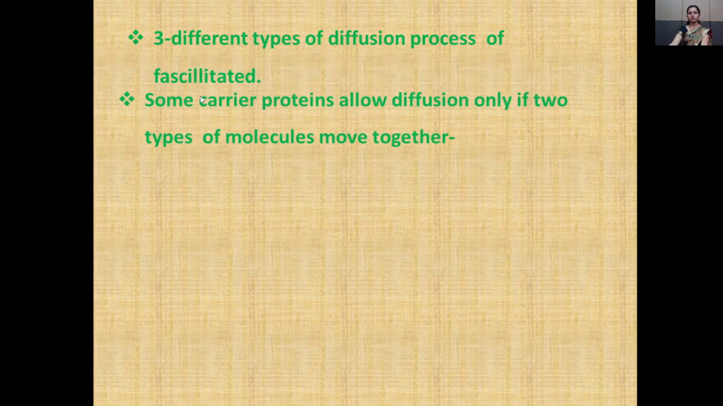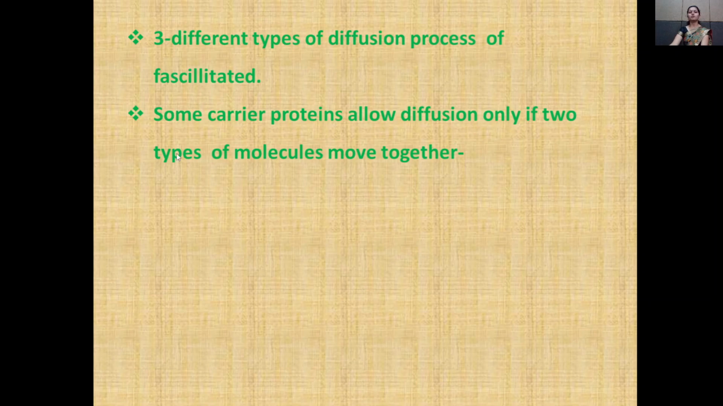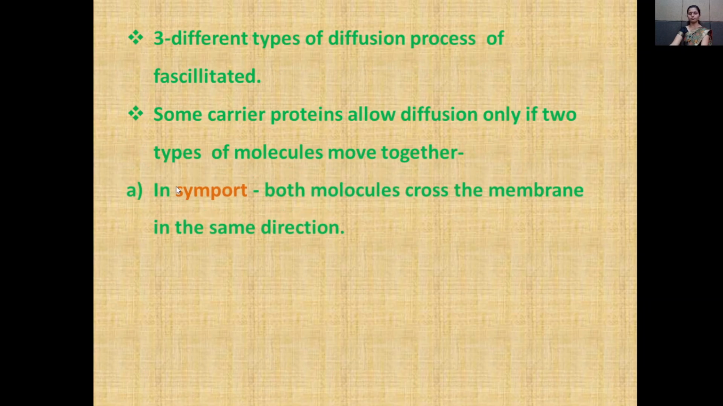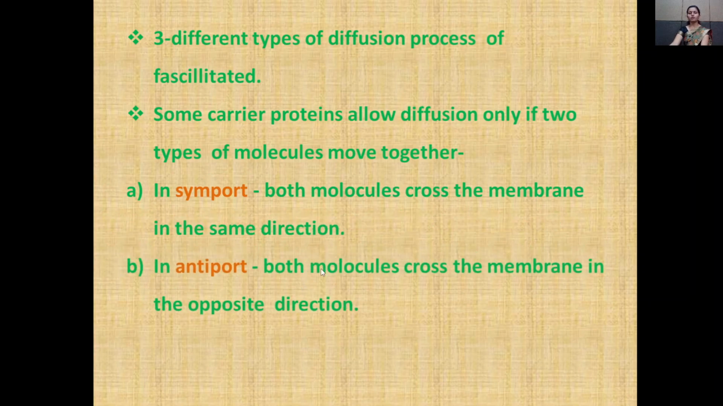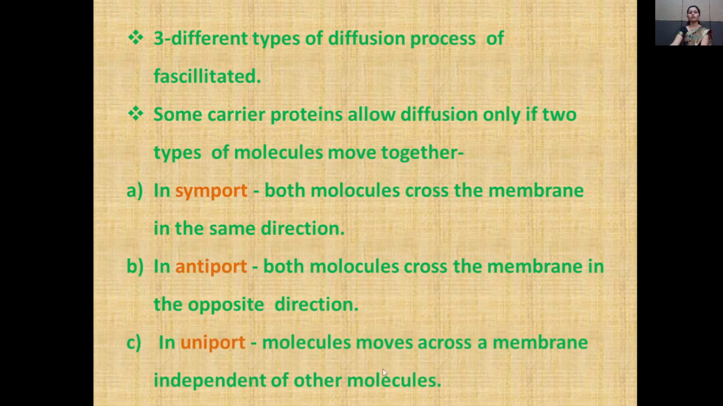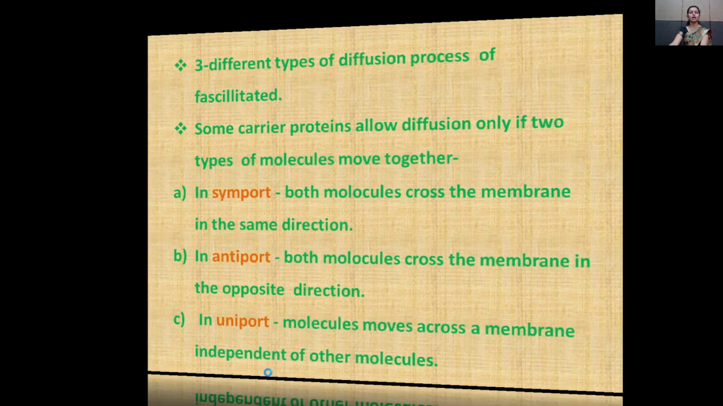There are three different types of facilitated diffusion processes. Some carrier proteins allow diffusion only if two types of molecules move together. In symport, both molecules cross the membrane in the same direction. In antiport, both molecules cross the membrane in opposite directions. And in uniport, molecules move across the membrane independent of the other. Here the direction is the same, here the opposite direction, and in uniport, the molecules move independently of the other. Go to the next slide.